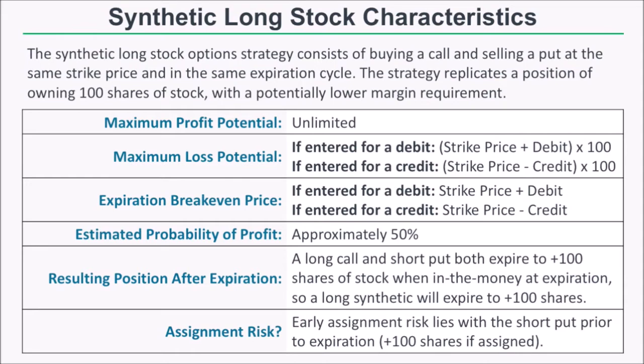In terms of assignment risk, the short option in the strategy is the short put. So if the stock price falls significantly lower than your short put strike price, you are at risk of being assigned 100 shares of stock if you are assigned on that short put.